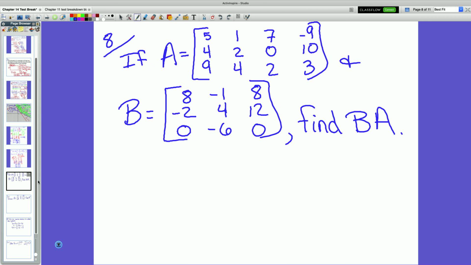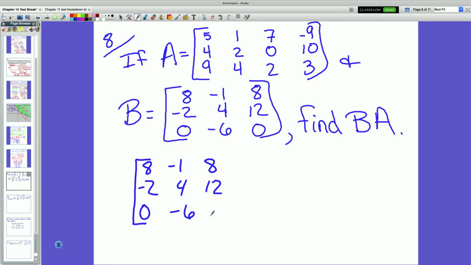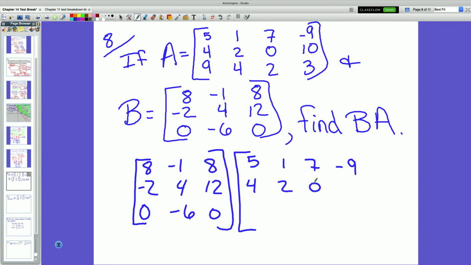Alrighty, let's try number 8. Number 8 is again a matrix operation. This time we are multiplying, so we're going to do BA. Remember, it does matter which order things come in matrix multiplication, so we need to list B first. We're going to have 8, negative 1, 8, negative 2, 4, 12, 0, negative 6, 0. We're going to take that times A, which is 5, 1, 7, negative 9, 4, 2, 0, 10, and 9, 4, 2, 3.